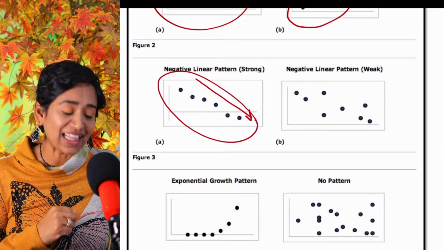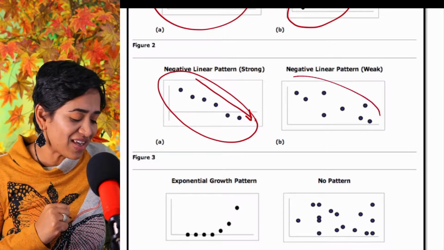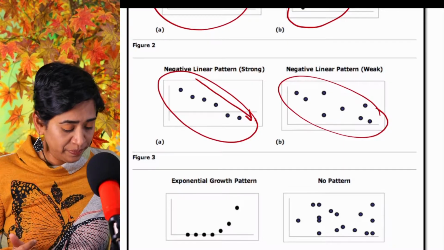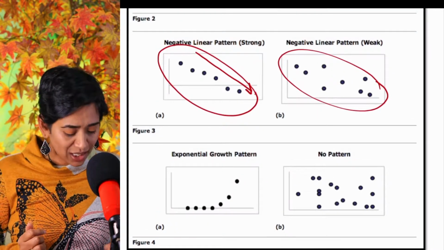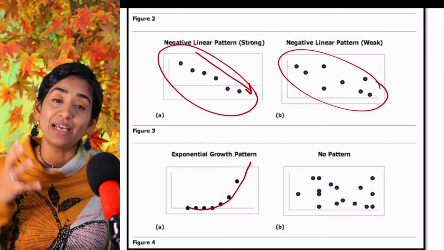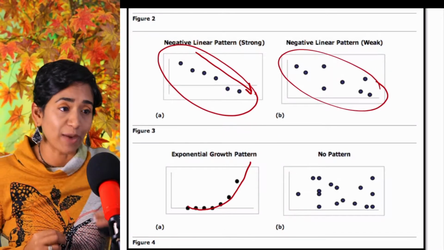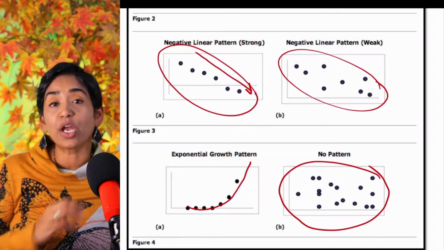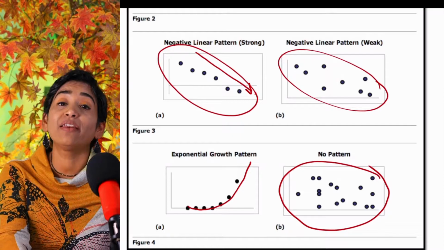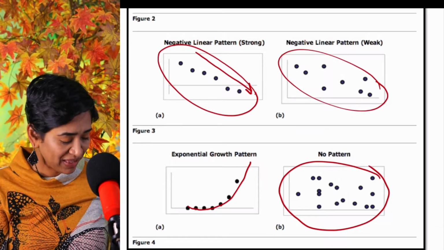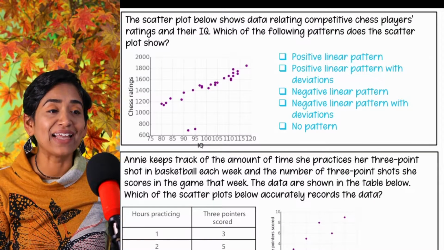Now let's look at this one. Yeah, the graph is still going down, but there's a lot of deviation. And the next one, it is not a perfect line. It looks like an exponential growth. As you can see, it's just going all the way up straight. And the next one, it is scattered everywhere. I cannot find a pattern on this one. So there is no linear relationship.